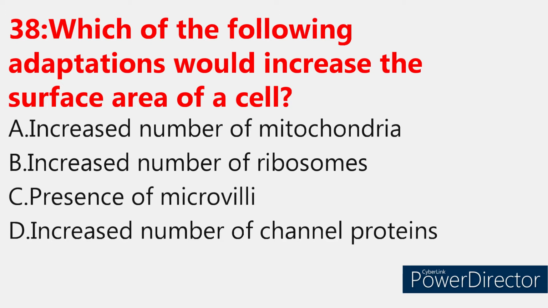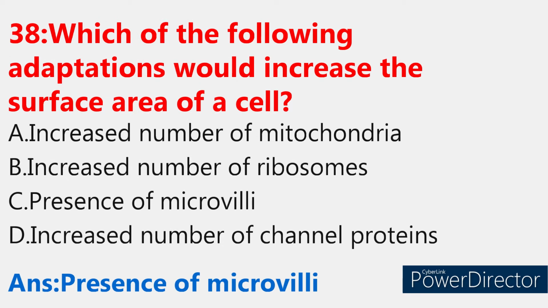Next question. Which of the following adaptations would increase the surface area of a cell? Option A, increased number of mitochondria. Option B, increased number of ribosomes. Option C, presence of microvilli. Option D, increased number of channel proteins. And the correct answer is option C, presence of microvilli.